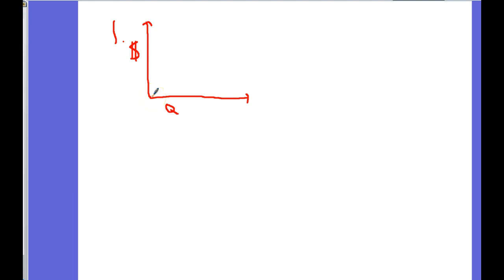Now, what I do first is I draw my supply curve. And your supply curve goes to the sky, right? Supply to the sky, and then demand to the dirt. I like to label my curves. So I'm just going to put an S here and a D here for supply and demand.